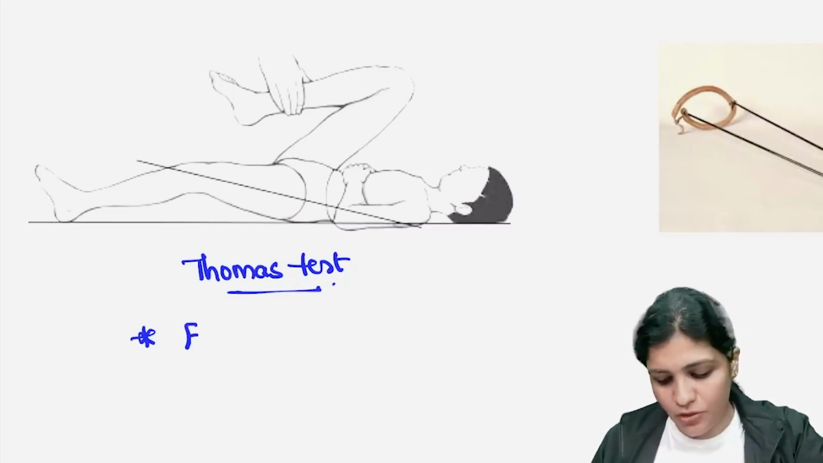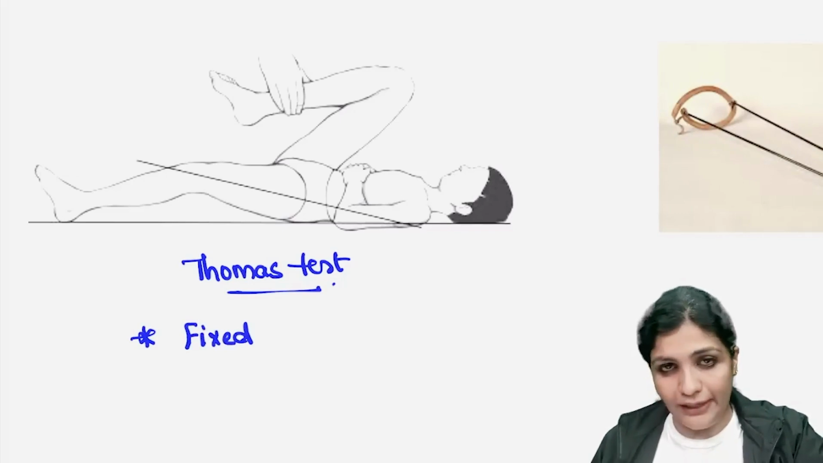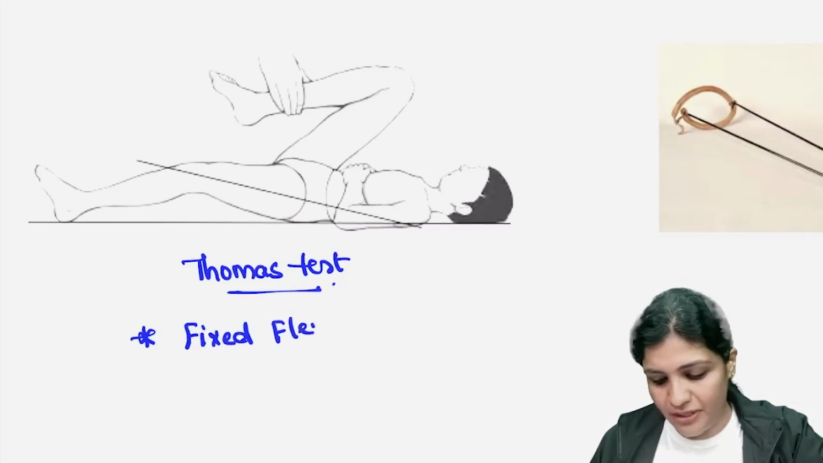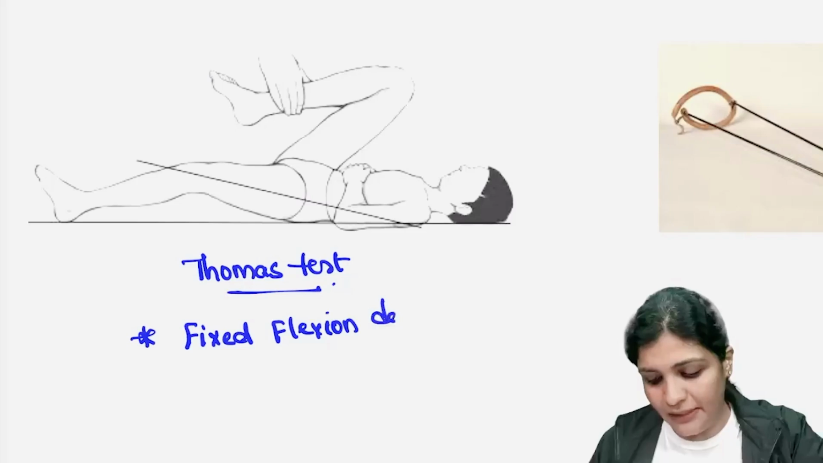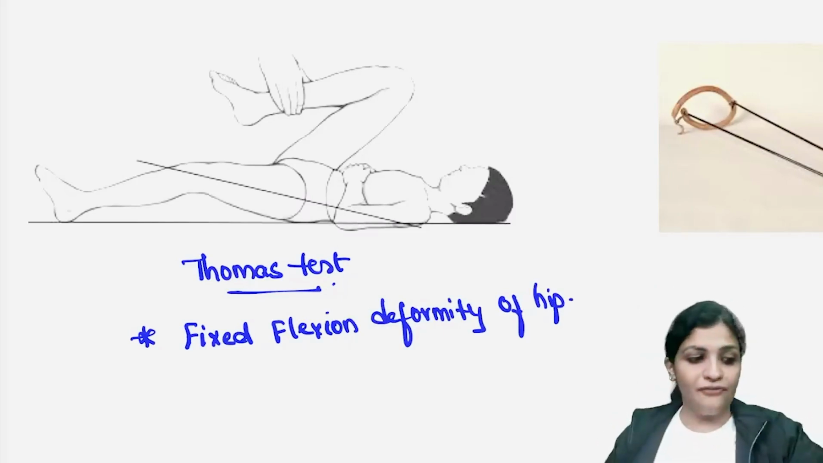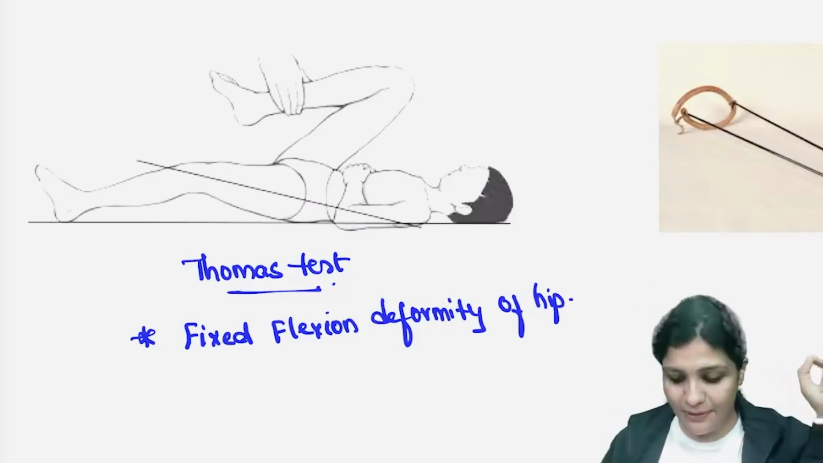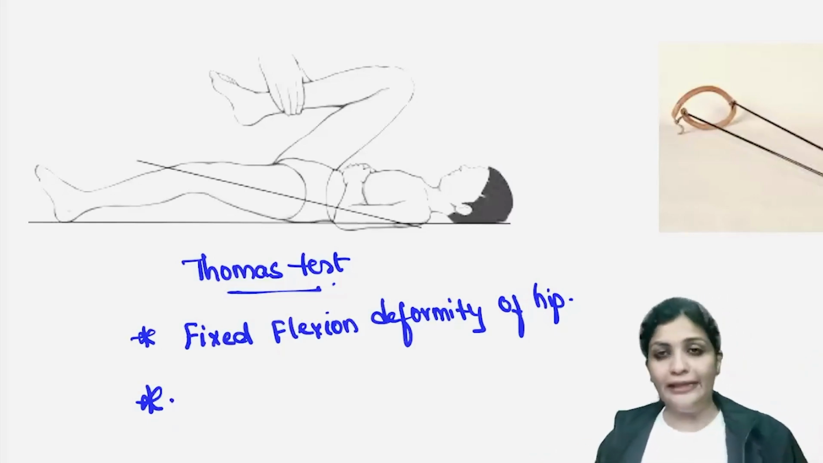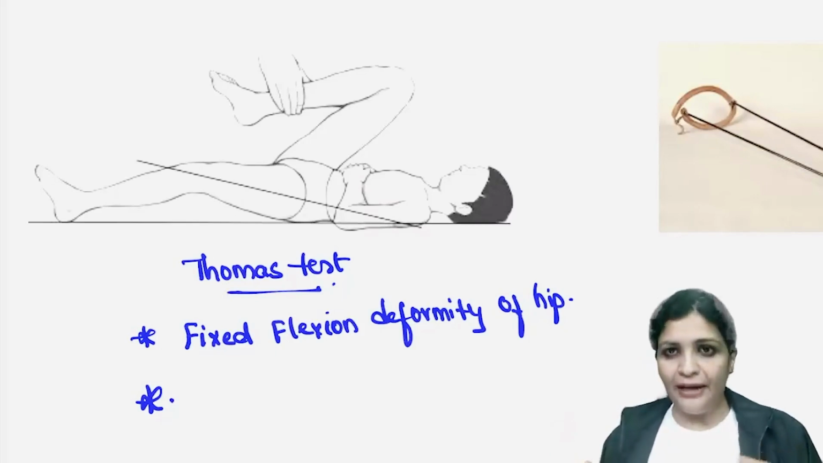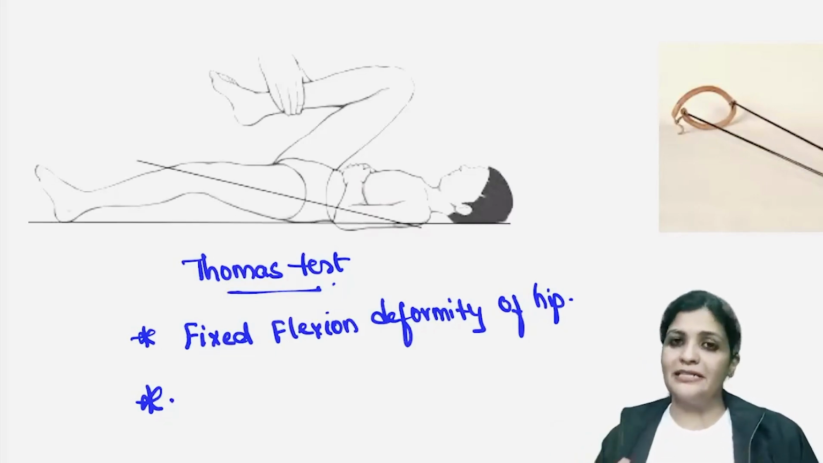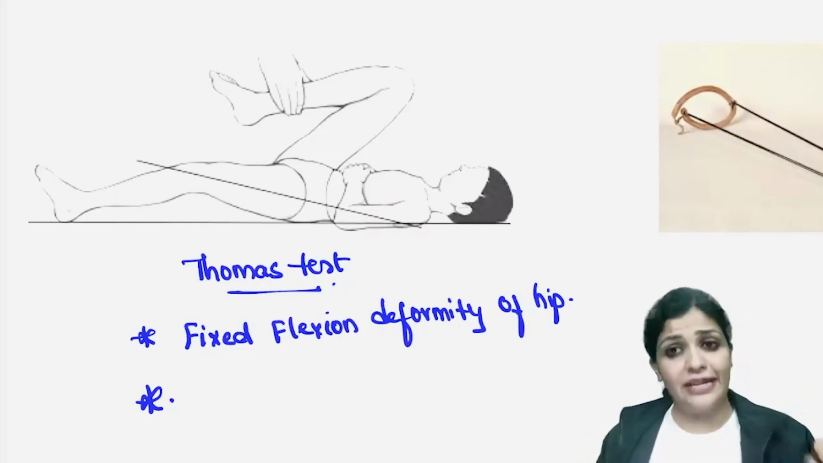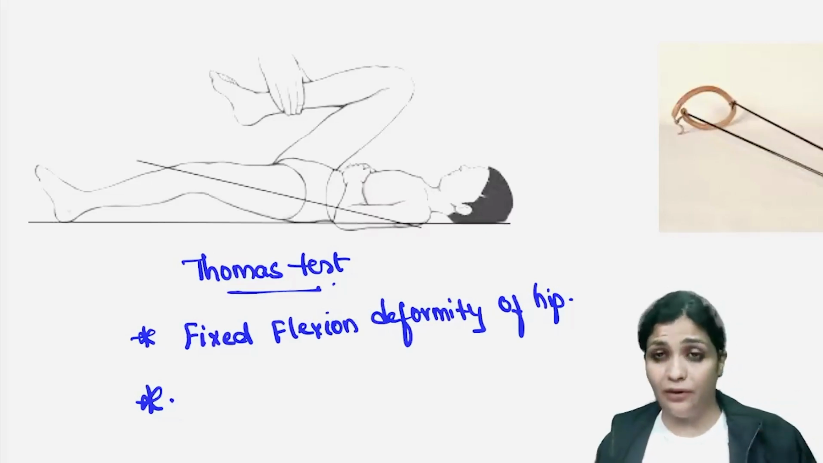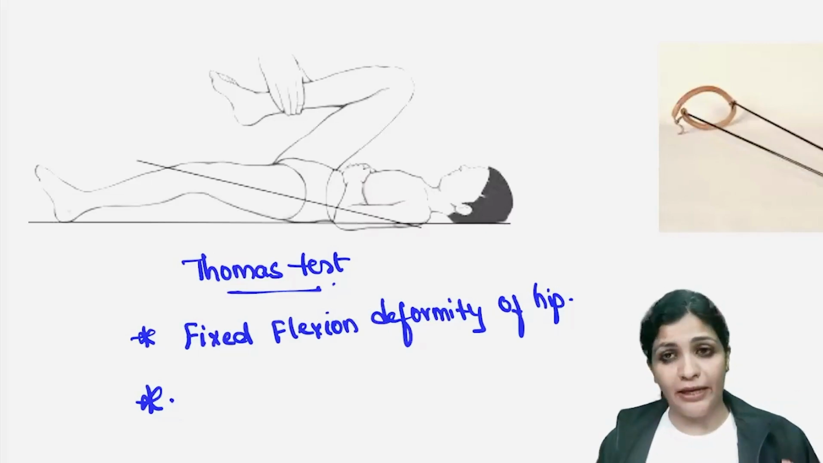This is mainly used to quantify fixed flexion deformity. What do you mean by fixed flexion deformity of the hip especially? In fixed flexion deformity, what actually happens is, whenever you have some problem or an issue in the hip joint, right, the muscles get contracted, especially the flexors of the hip are the first ones to get contracted, and now the hip goes into flexion.